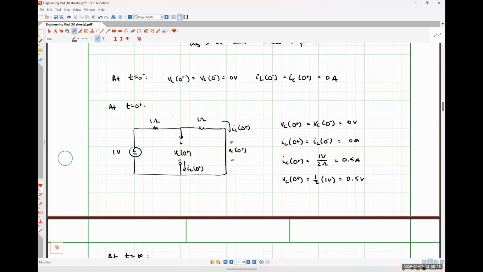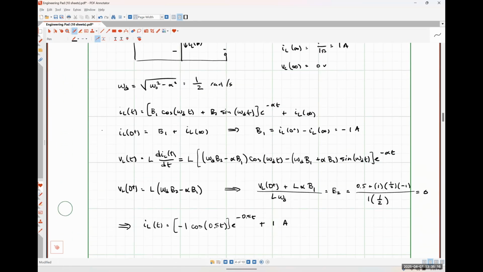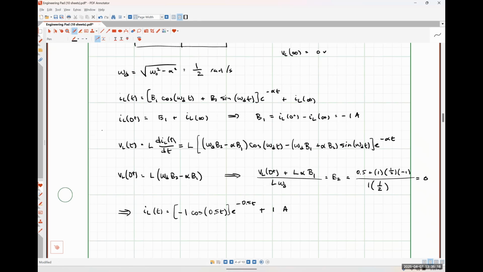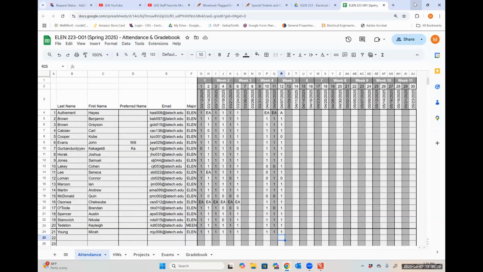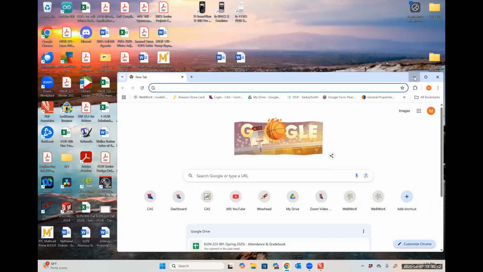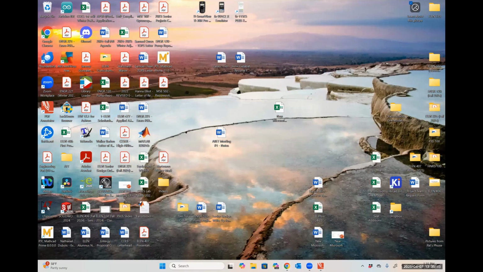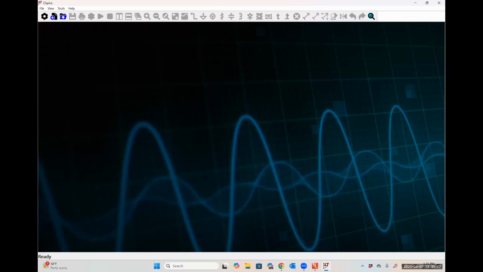Me choosing IL to set up my system was just a binary decision. It was either going to be IL or VC, and I just chose IL just for the hell of it. Yeah. Yep. No. If there is literally any change to this circuit, you will get a different value of alpha and a different value of omega naught. Yeah.